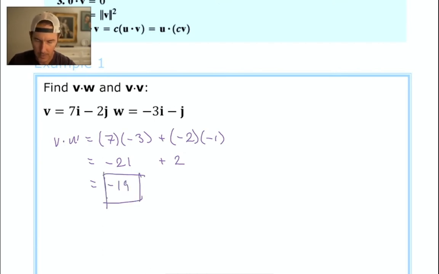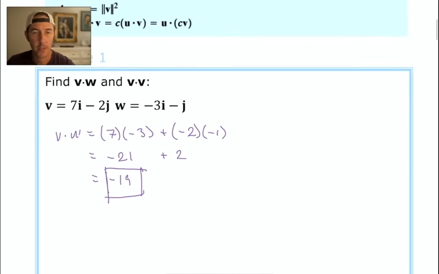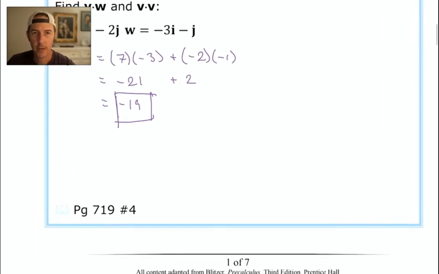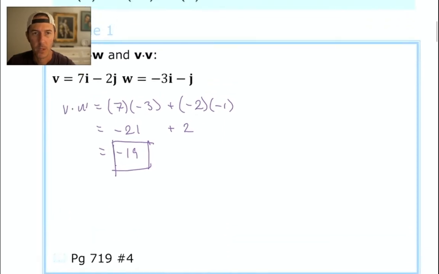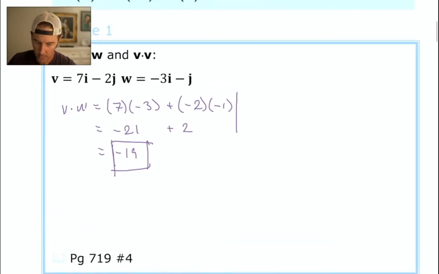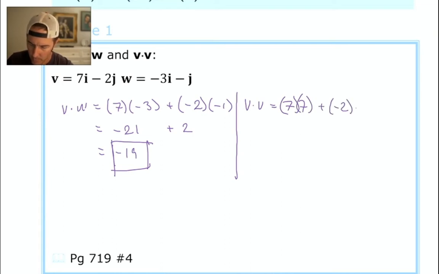Now, so far, that negative 19 doesn't seem very valuable. We're just happy that it's a correct answer, and that's totally fine for the moment. Let's also go ahead and do v dotted with itself. That's equal to 7 times 7 plus negative 2 times negative 2.